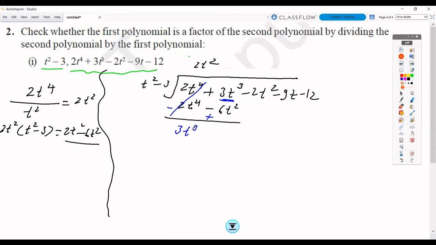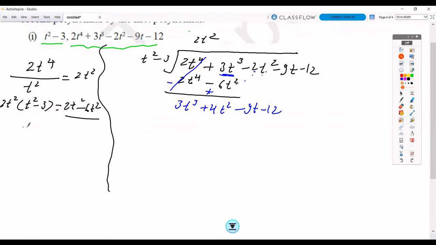So 3t cube. Now t square can be added with t square: minus 2 and plus 6 will become plus 4t square, minus 9t, minus 12. Once again we have the same process. We divide 3t cube by t square. As I said, in the rough area the divisor will always be the same. So the next quotient term is 3t.